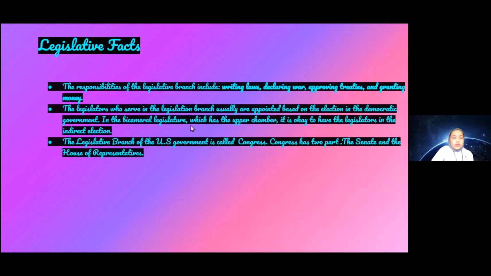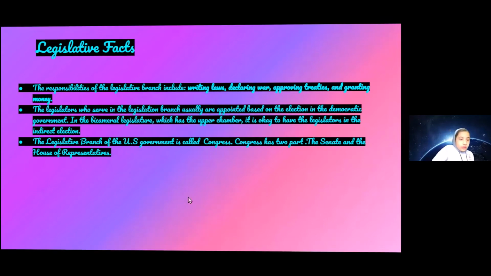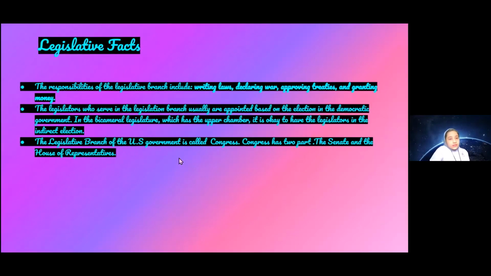Legislative facts. The responsibilities of the legislative branch include writing laws, declaring war, approving treaties, and granting money. The legislators who serve in the legislative branch usually are appointed based on the election in the democratic government. In the bicameral legislature, which has the upper chamber, it is okay to have the legislators in the indirect election.